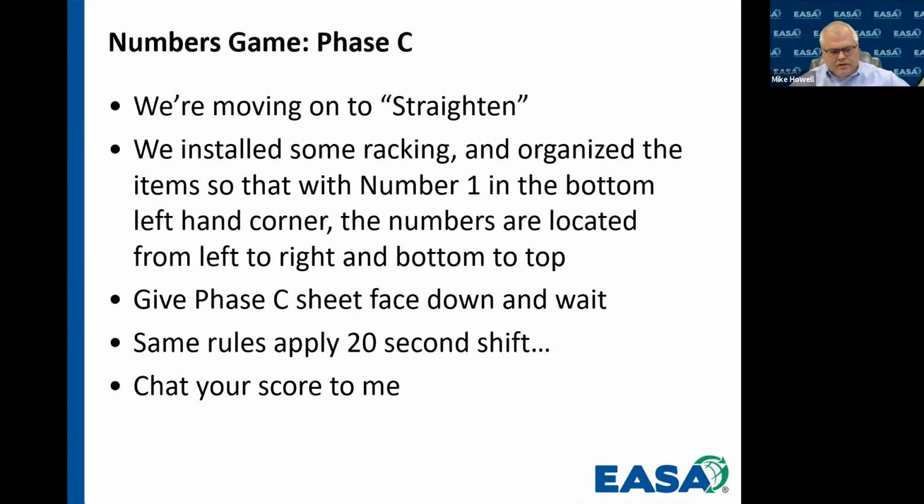So now we're going to move into phase C. We're going to do some straightening. The way we're going to do this is install some racks, and we're going to organize our parts or numbers in a sequence that's logical. We're going to start in the bottom left-hand corner with number 1, and then we're going to put number 2 in the next, number 3 in the next, and 4, so that the numbers are located from left to right and top to bottom.